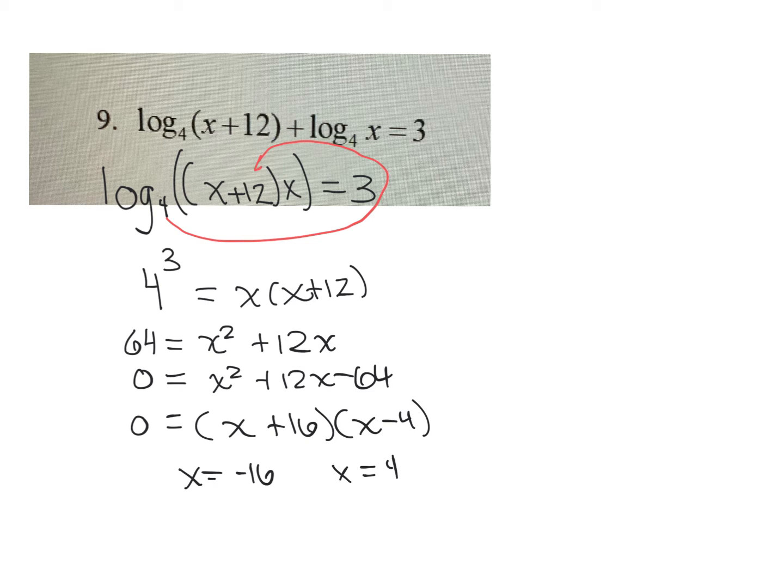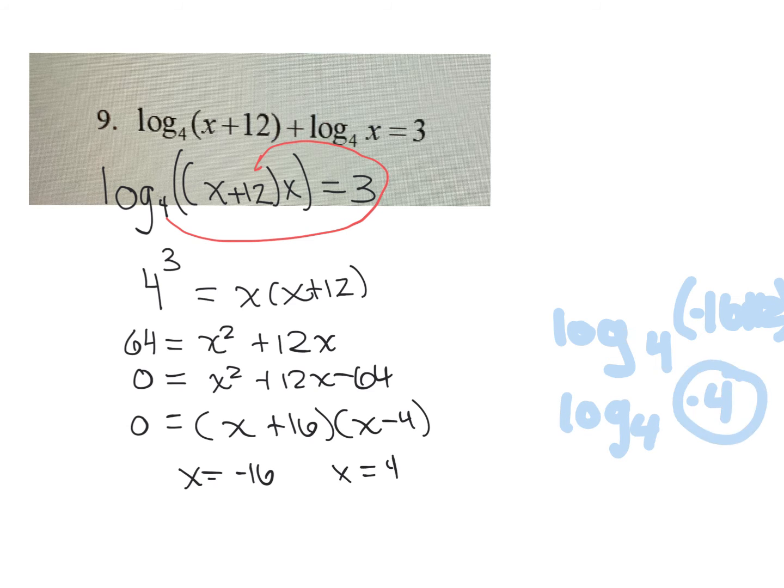Quadratic, so it equals 0, so I subtracted the 64 over, and then factored, so I got x equals negative 16 and 4. And when I plug in the negative 16, you get log base 4 of negative 16 plus 12. Well, that's log base 4 of a negative 4. Remember, this thing here can't be negative, so this one is extraneous.